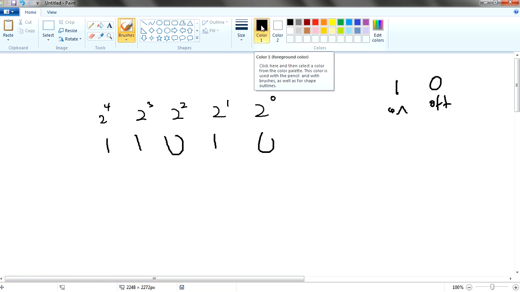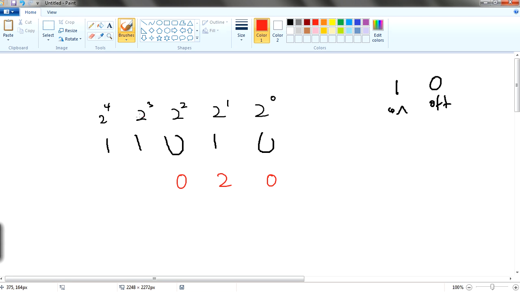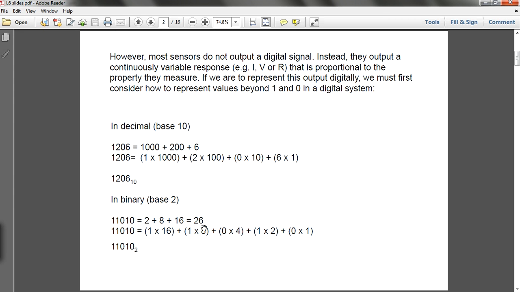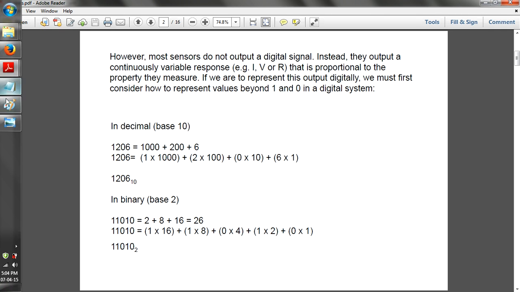If you remember our coding, if 0 is off, then this is definitely 0. And if it's 1, it means on, so there will be 2, since 2 to the power of 1 is 2. Since this is off again, this signal is off, so it's 0. And this signal is on, so it's 8, since 2 to the power of 3 is 8. And this is also on, so it's 16. If you add them together, 16 plus 8 plus 2, it's 26. If you double check, we will have 26 over here. So this is how it works.